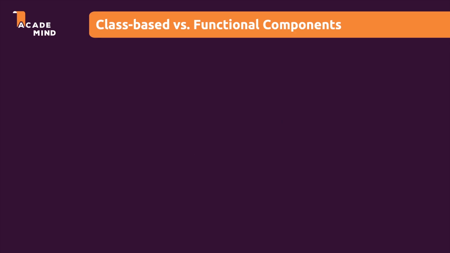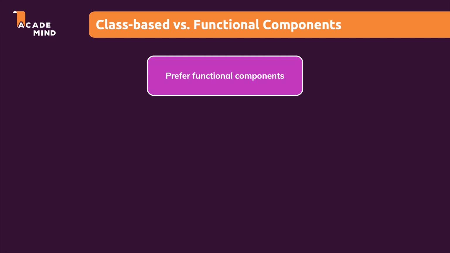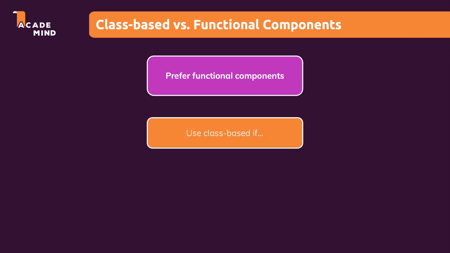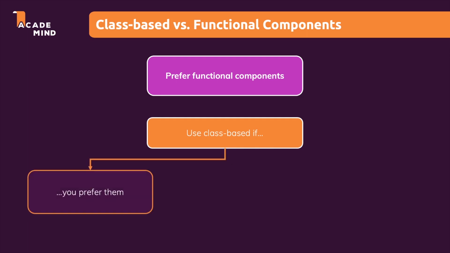Now, if you're not sure which approach to use, if you're not sure whether you want to go with class-based or functional components, here's a little helper decision tree, if you want to call it like that. As a general rule, you should simply prefer functional components. And you should instead use class-based components if you personally prefer them. So if you disagree, if you like them, of course you can use them. There's nothing wrong with them.